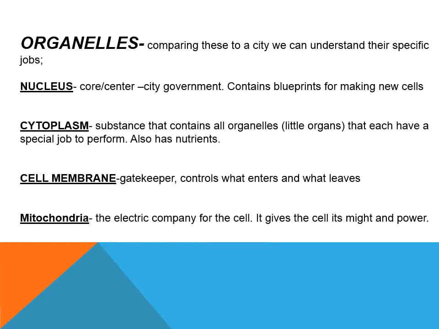Students will take notes on these definitions for future reference. We also have a cell membrane, which is a gatekeeper that controls what enters and leaves. The mitochondria, which is the electric company of the cell, gives the cell its might and power.